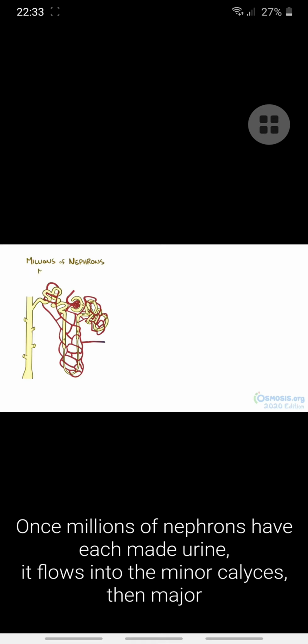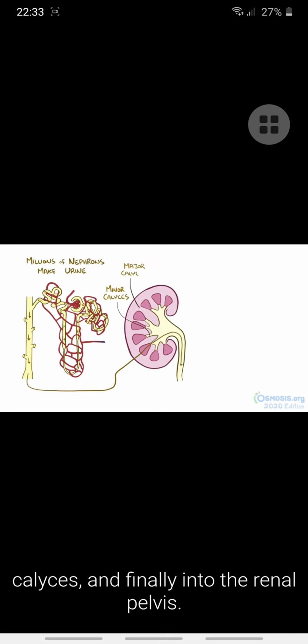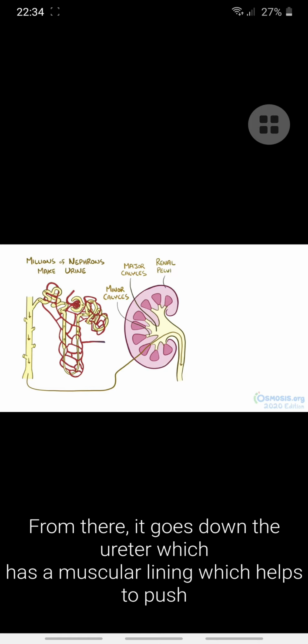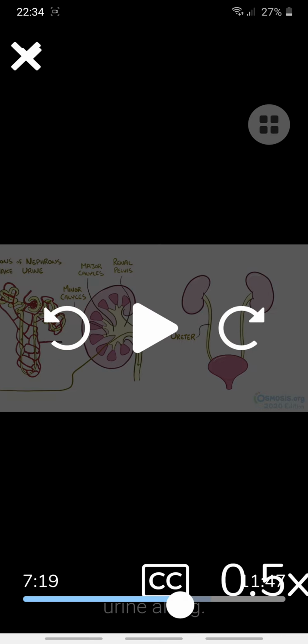Once millions of nephrons have made urine, it flows into the minor calyces, then major calyces, and finally into the renal pelvis. From there, it goes down the ureter, which has a muscle lining that helps push urine along.